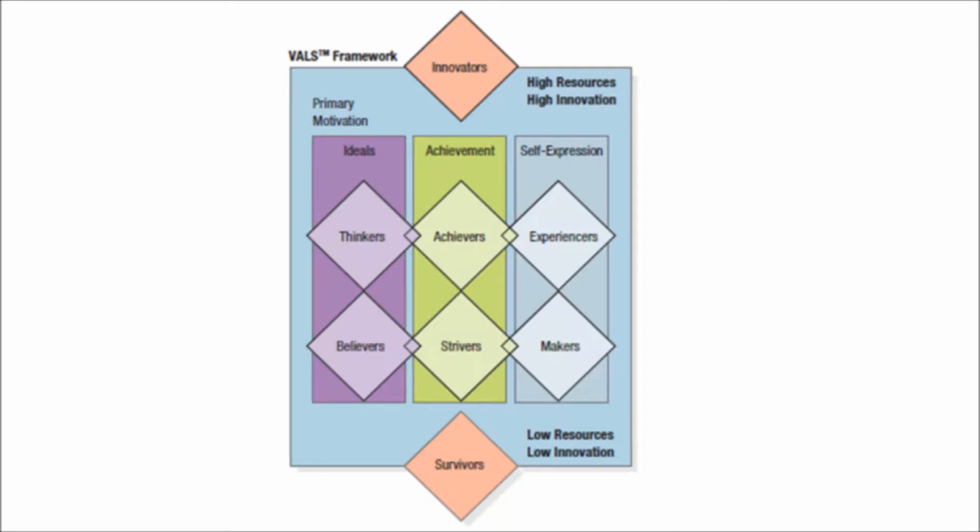As you can see in this image, some of these categories overlap. You can see that innovators and survivors are at the extremes of the continuum, while there is some overlap between experiencers, achievers, and thinkers. You may also note that these lie on the side where they have high innovation and higher resources, while believers, strivers, and makers might have low innovation and lower resources, although that is not always the case. So, the framework needs some tweaking. Take it with a pinch of salt, like everything else. It is a useful way of thinking about target consumers, but no one method is foolproof or perfect.